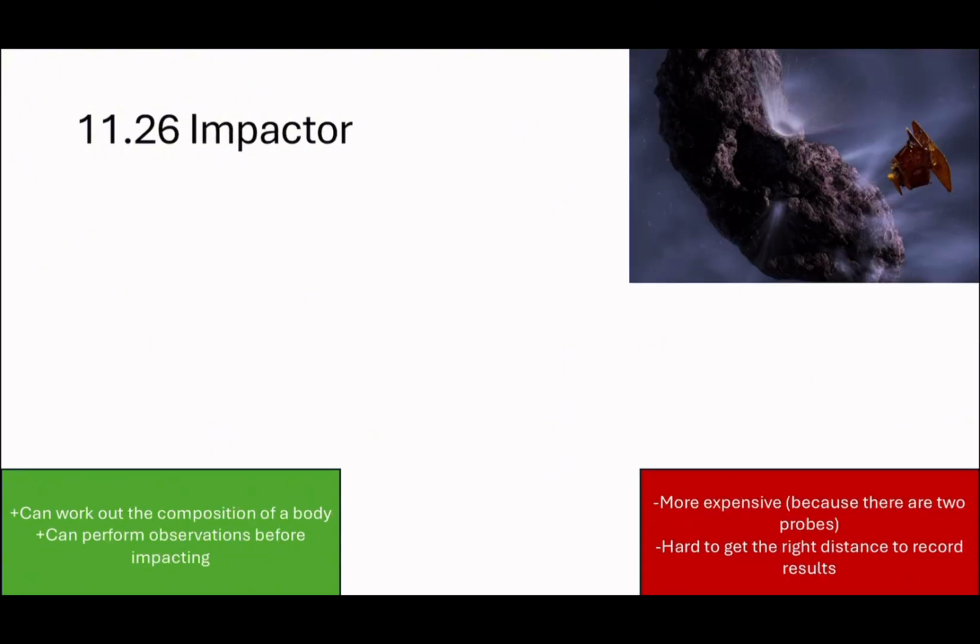Impactors. This is the tricky one. An impactor probe will collide with the surface of the body, disrupting materials on the surface, and a second probe will catch the footage and send it back. Here are some advantages of impactors, and here are some disadvantages.